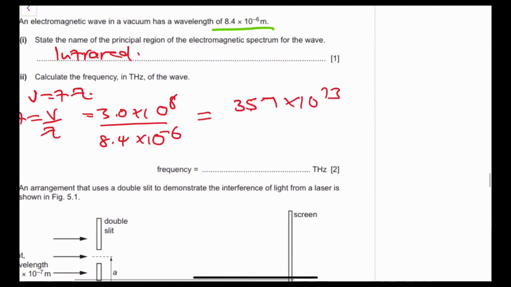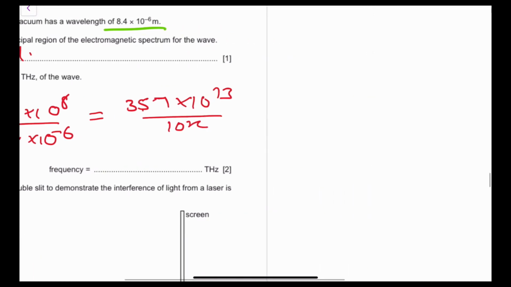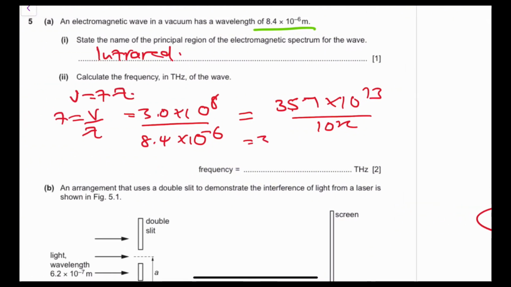Again, tera just basically means 10 to the power of 12, right? So if we divide by 10 to the power of 12, I really advise you to look at all these different prefixes that I've put here so that you can understand what each and every one means. So this is basically tera, and therefore the answer is 35.7. So that's basically 36, right? It's to 2 significant figures. That's basically 36, okay?